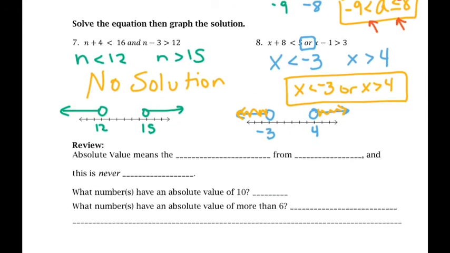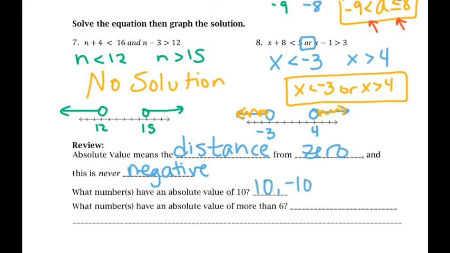Okay, just to review a couple of things about absolute value. So absolute value means the distance from 0, and it is never negative. So remember that absolute value is never negative. So tell me what number or numbers have an absolute value of 10. What numbers are 10 away from 0 on the number line?